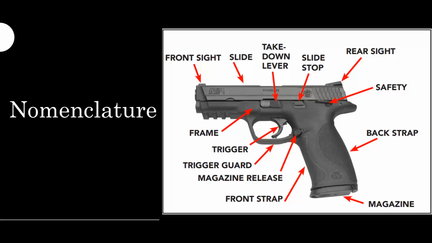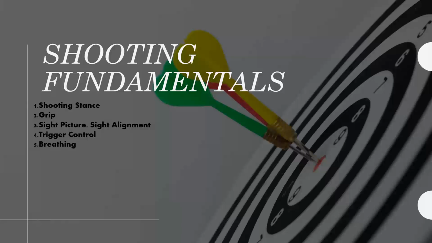Now, this is the basics that a gun owner is going to need. There is a lot more involved in your weapon that could be learned through owner's manuals, webinars, tutorials on the internet, and research that you could do on your own. Now, our shooting fundamentals. Our shooting stance, our grip, the sight picture and sight alignment, trigger control, and breathing are your 5 shooting fundamentals.